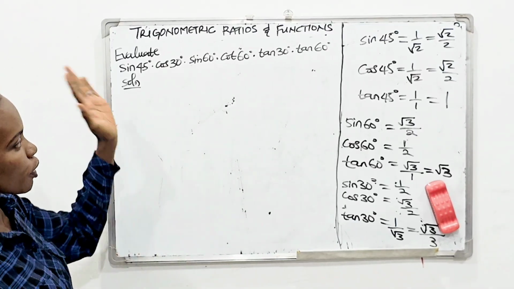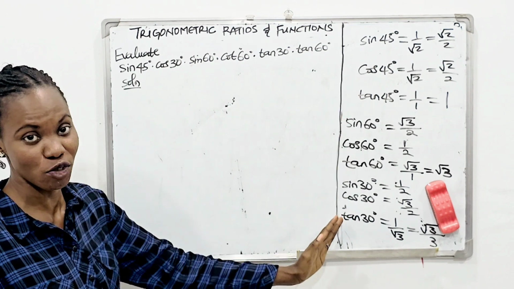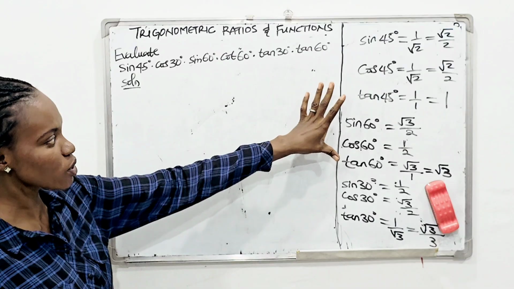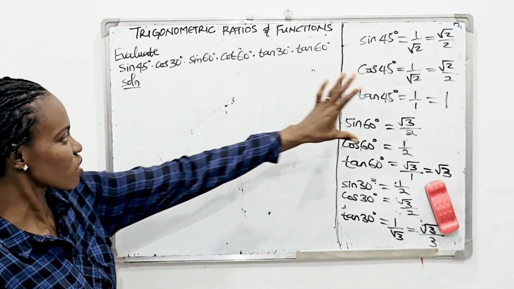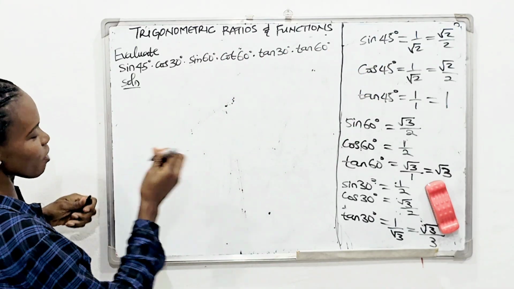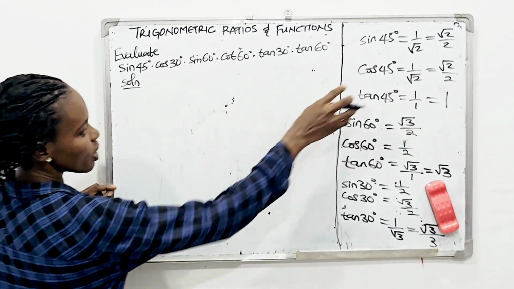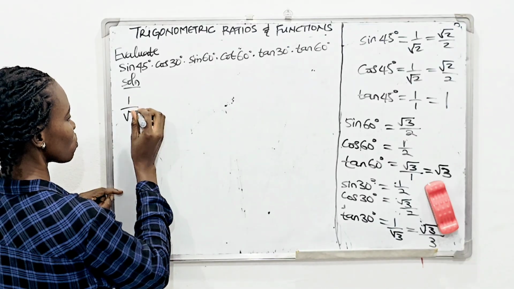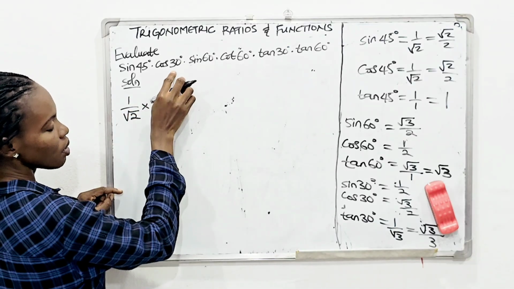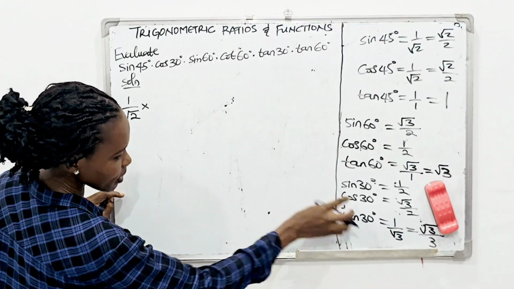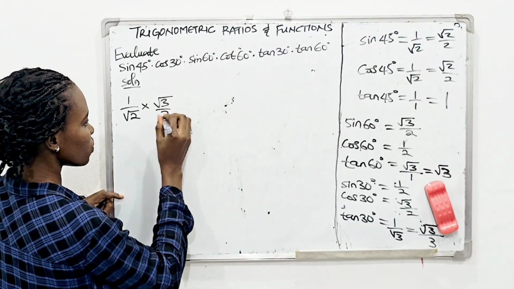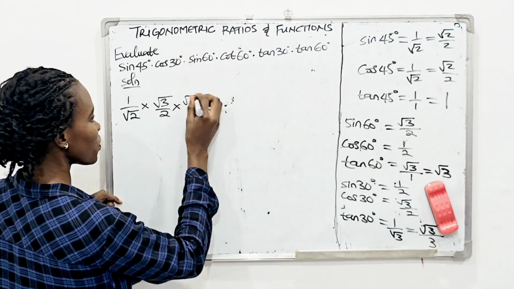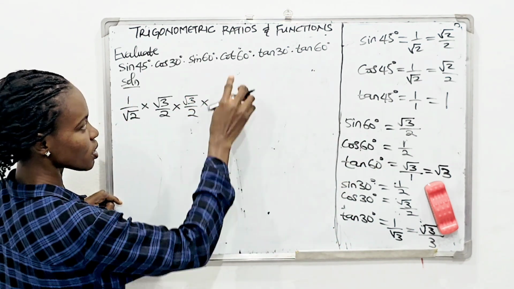In the previous video we were able to generate these special values, sine 45, sine 30, cos 45, and so on. So we'll just apply them and carry them here. What do we have as sine 45? Let's use the original one, they are the same anyway. So 1 over root 2, times cos 30, which is root 3 over 2, times sine 60, which is root 3 over 2.